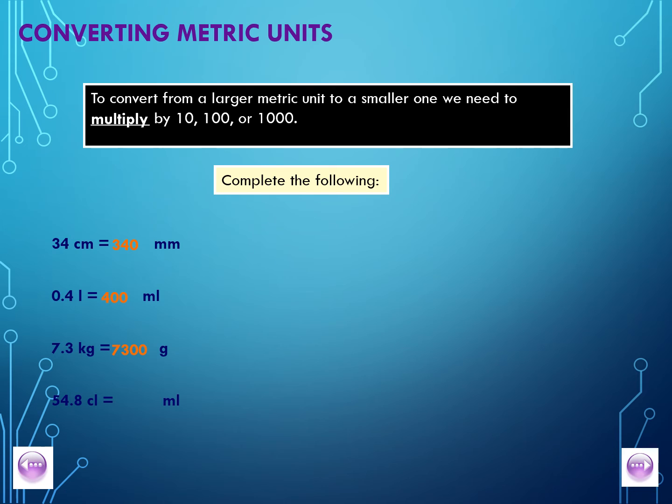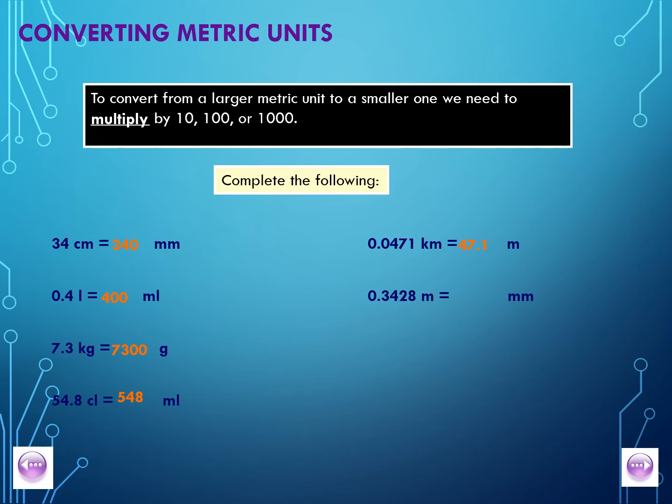Next one. 54.8 centiliters. Centiliters to milliliters. Remember what we have to do. We have to multiply by 10, which will give us 548 milliliters. Next one. 0.0471 kilometers equals how many meters? 47.1, because we're multiplying by 1,000. Next one.